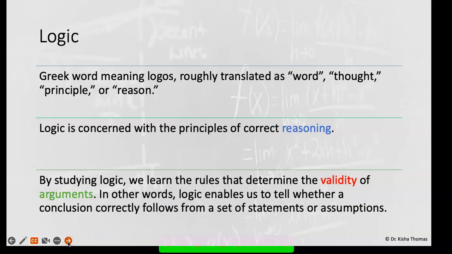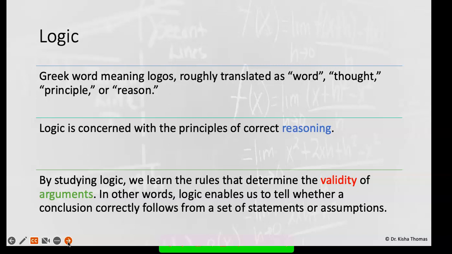Now, in order to be effective, an argument has to be persuasive. And in order for it to be persuasive, your argument must have three rhetorical appeals. The first appeal is the appeal to reason, which is logos. The second is the appeal to emotion, which is pathos. And the third appeal is the appeal to authority, which is ethos. Today, we will focus on logos, which is logic.